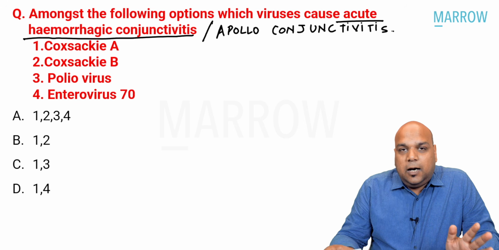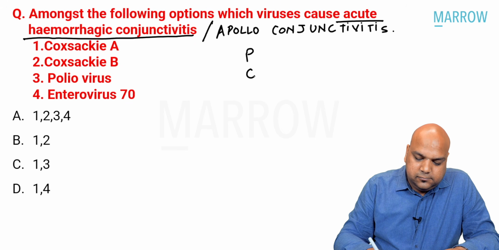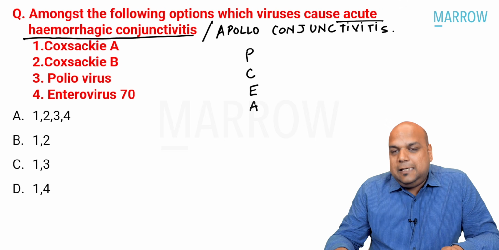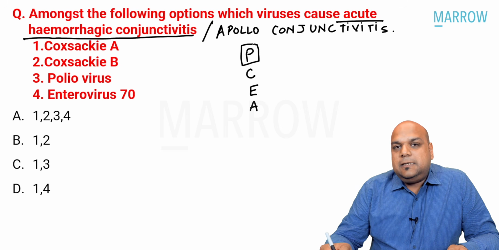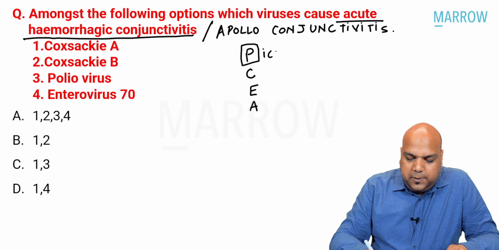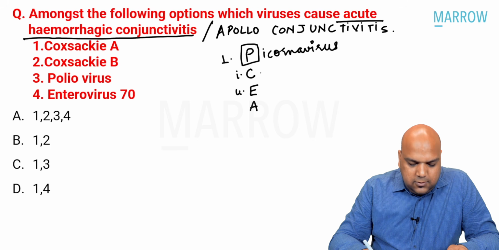Now, Apollo conjunctivitis or acute hemorrhagic conjunctivitis is caused by, okay, PCEA, CEA antigen, and P. You can just remember PCEA. P for picornavirus. Now, picornavirus, two types.